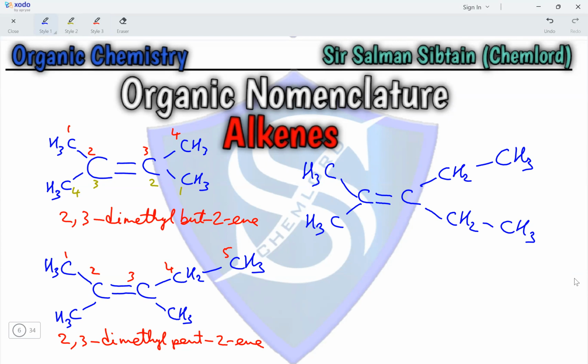So the name of this compound, numbering would remain the same because the position of the double bond is the one that is given importance. So 1, 2, 3, 4, 5. However, now we've got a methyl group on the second carbon atom and an ethyl group on the third carbon atom. So the name of this compound would become 3-ethyl, because alphabetical preference has to be given in the naming of the compound. So ethyl, E, comes before the M of methyl. So 3-ethyl-2-methyl pent-2-ene.